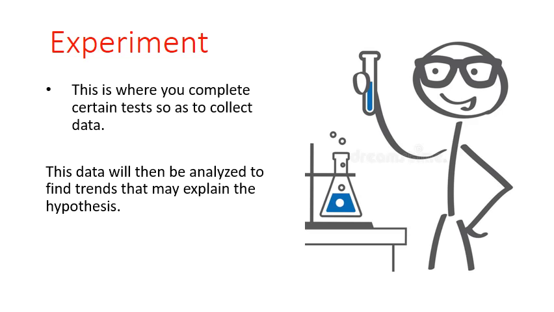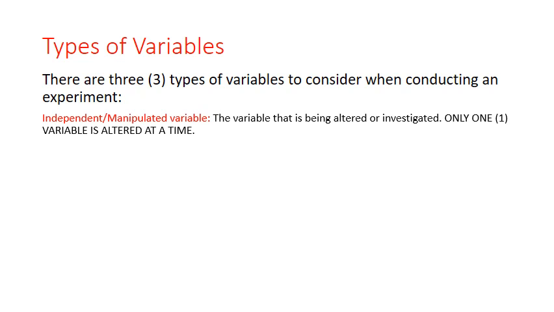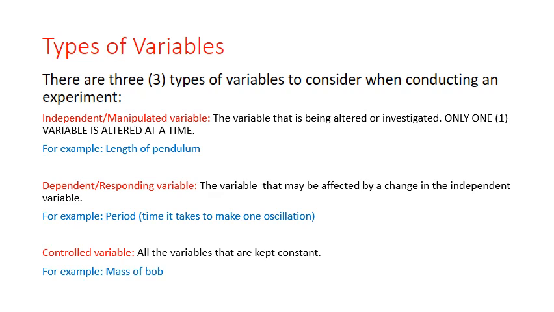Now, when you are conducting your experiment, you want to look at certain variables. There are 3 types of variables to consider when conducting an experiment. We first have our independent, or what we like to call the manipulated variable. From the name manipulated, this is the variable that is being altered or investigated. Please note that only one variable is altered at a time. So, according to our example, we would alter the length of the pendulum to see how it affects the period.